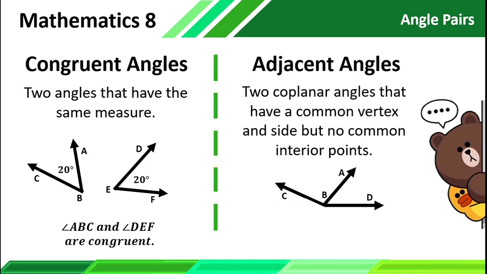Next, we have adjacent angles. These are two coplanar angles that have a common vertex and side but no common interior points. As you can see here, we have angle CBA and angle ABD. They share a common side, which is ray BA, and they also have a common vertex, which is point B. So we can say that angle CBA and angle ABD are adjacent angles.